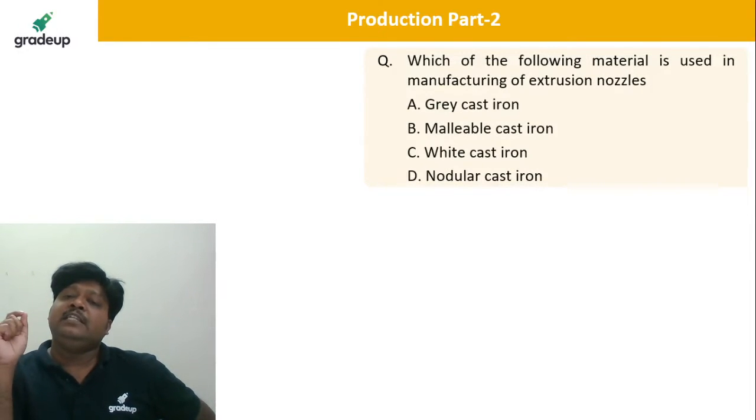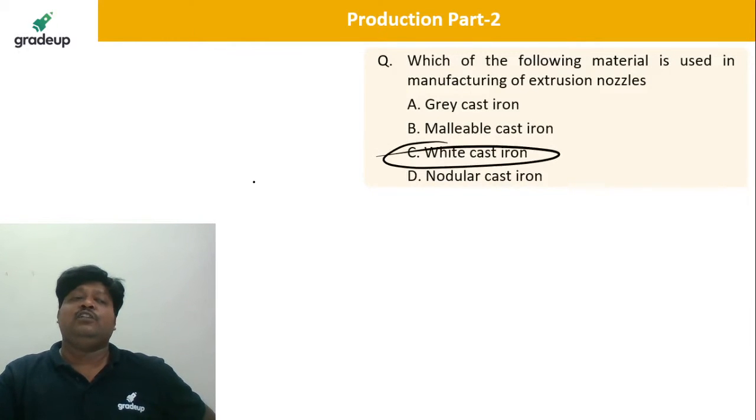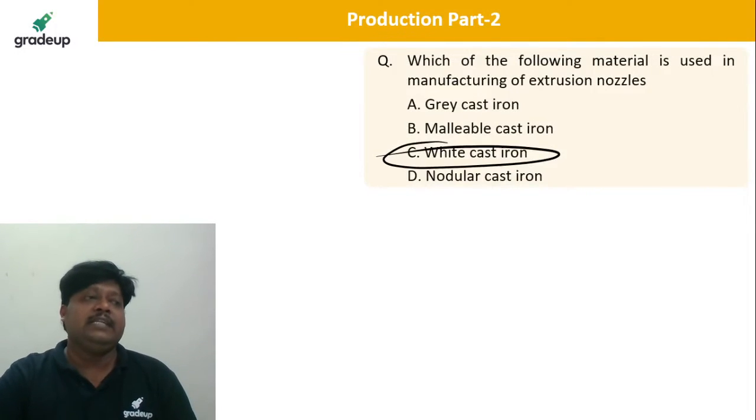Which of the following materials is used in the manufacture of extrusion nozzles? You know very well, it is white cast iron. Extrusion nozzle, which material is used? The white cast iron.